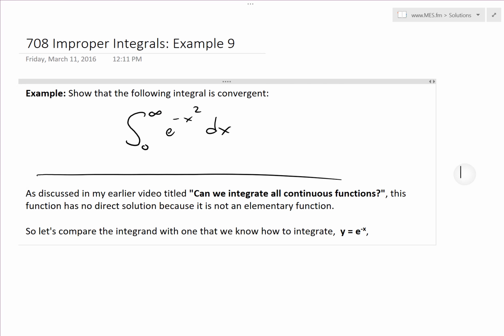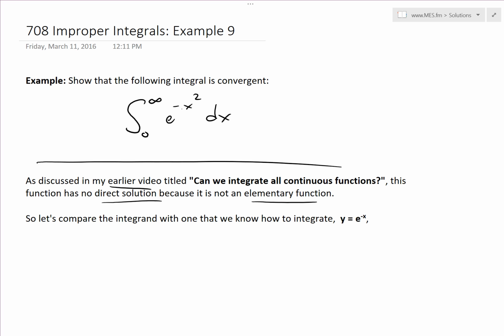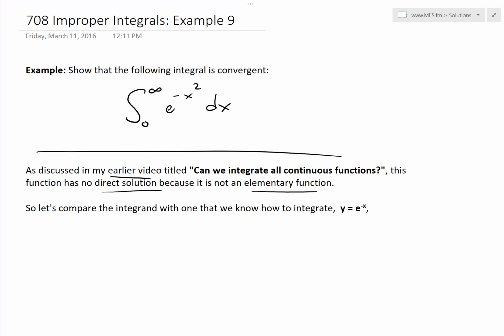Now this example is really interesting because of this particular function, this integral from 0 to infinity of e to the power of negative x squared. The thing with this function is, as discussed in my earlier video titled Can We Integrate All Continuous Functions, and you can see that in the video links below in the description, this function has no direct solution because it is not an elementary function. So basically there's no way of directly solving this in terms of functions we know, such as power functions, polynomials, etc. Make sure you learn more about elementary functions in my earlier video.